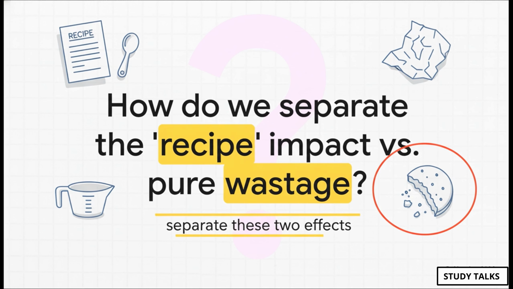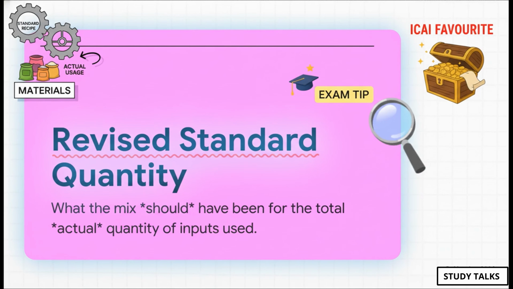Okay, our total usage was off, but why? Was it because we deliberately changed the recipe, the mix of our inputs, or was it just because we were sloppy and had more wastage, a bad yield? We need to be able to separate these two effects to really understand what's going on. And to do that, we have to introduce the single most important concept in material variances. So listen up, because this is a huge ICAI favorite and exactly where students tend to lose marks.